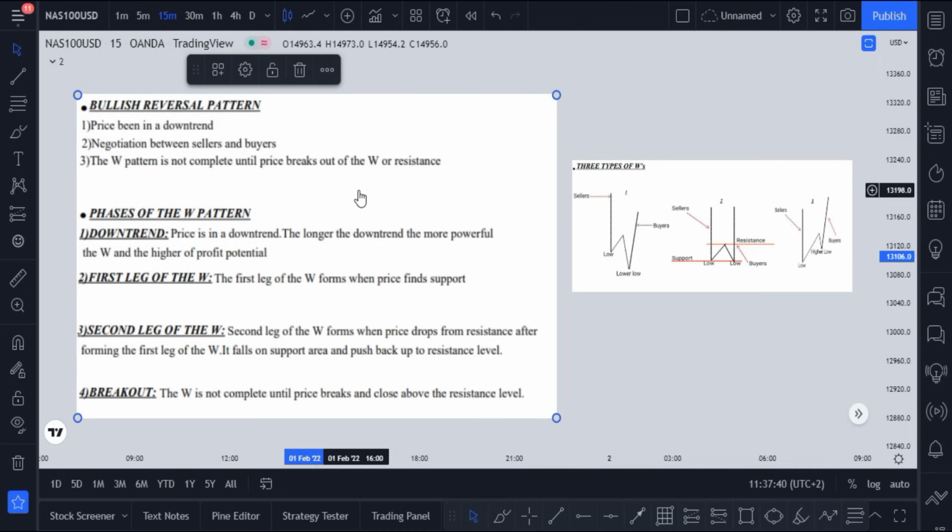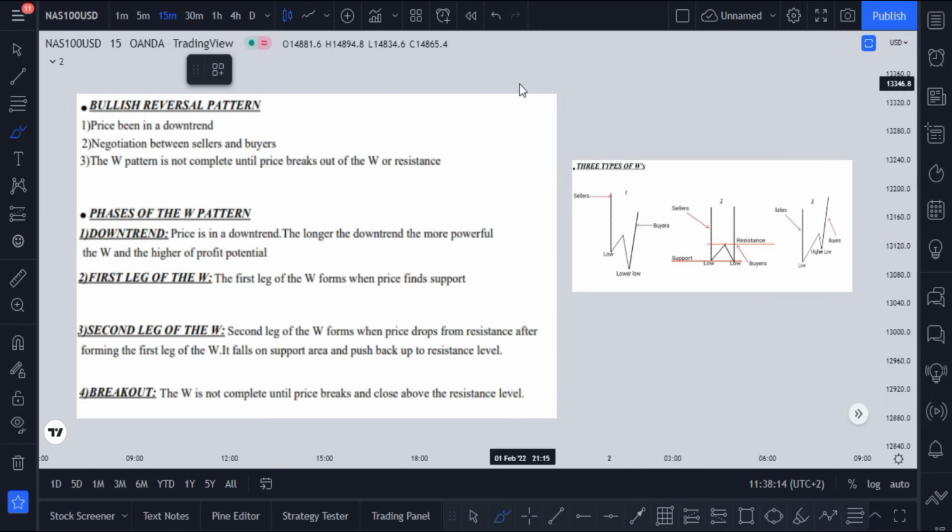So the price will be in the downtrend, and now there's negotiations between the sellers and the buyers. And then once again, just like the M formation, the W pattern is not complete until price breaks out of the W or out of the resistance. Now remember, with the M formation, we had the support, but now because we're coming from the downside going up, we basically have our resistance. Our support has been turned into resistance, right? Remember, support, when it is broken, turns into resistance, and vice versa, right?